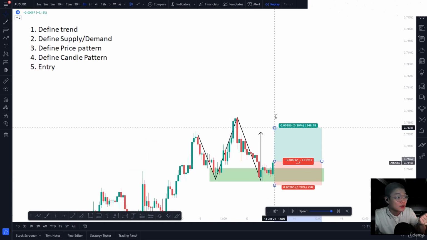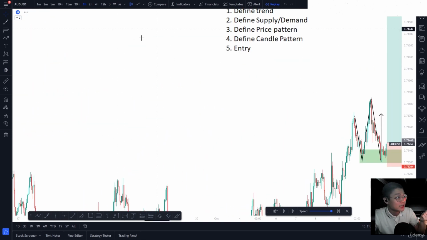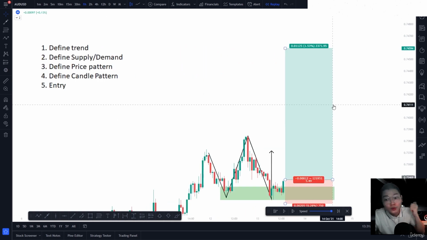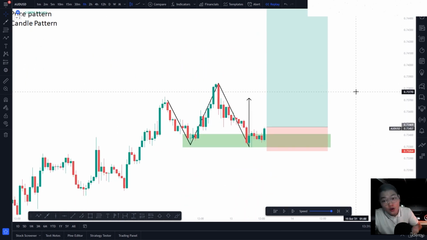And where is my stop loss? I still do not see any selling zone on the left side. Therefore, I will wait. I will use a trailing stop for this trade. So let's see how the trade will go.